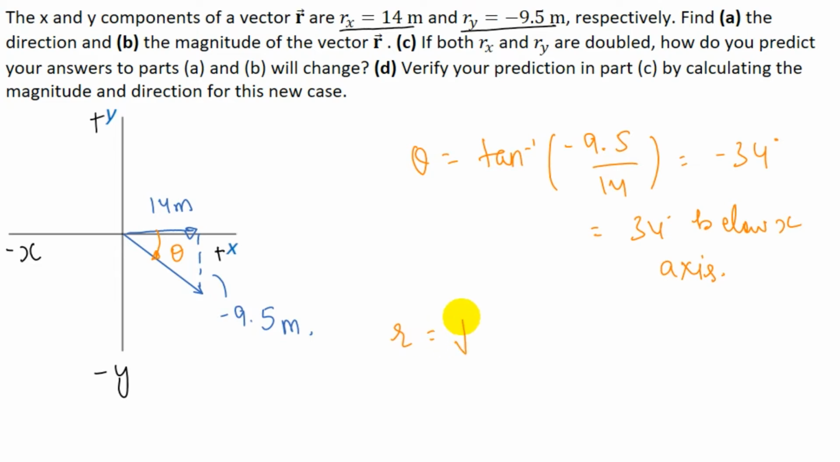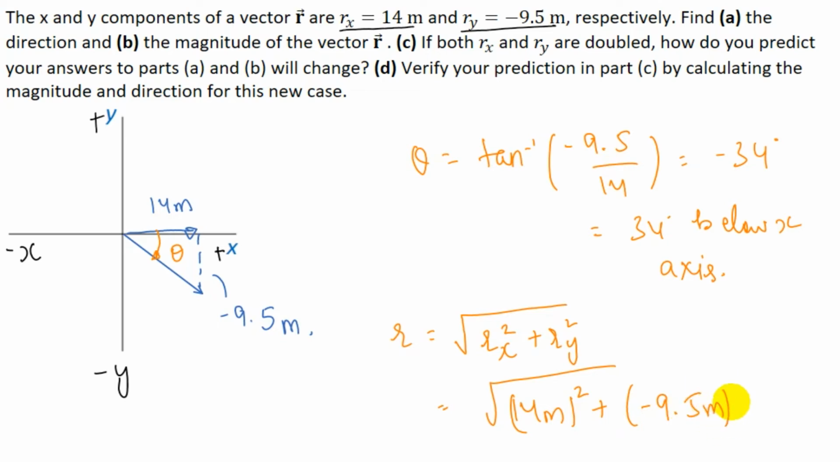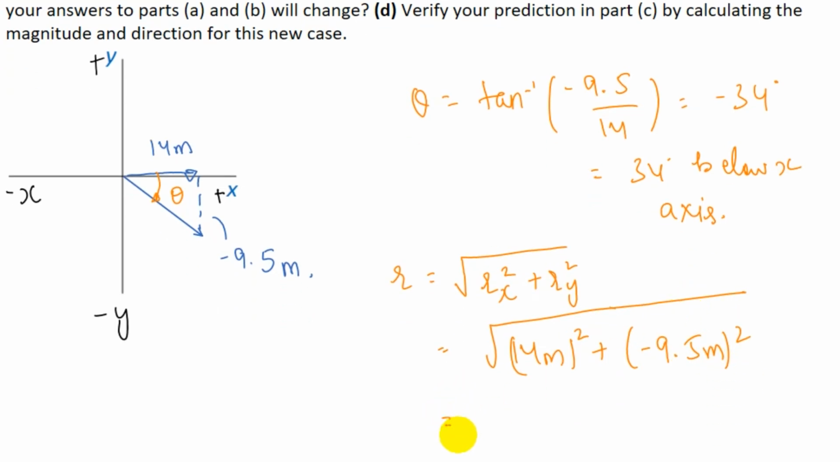Now next we have to find the magnitude. So magnitude would be under root x component squared plus the y component squared. X component we have 14 meter and it's squared, plus y component is minus 9.5 meter and it's squared. Now we can solve this by using our calculator and we'll get this value to be 17 meter. So this would be the answer for the B part.